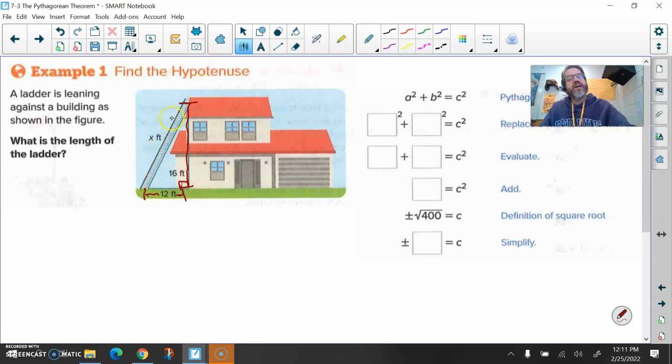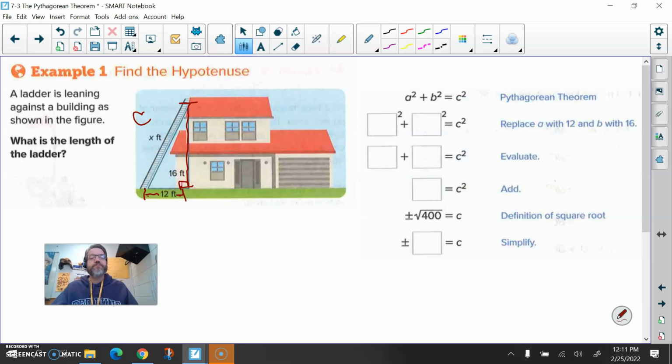The ladder represents the hypotenuse, which is side C, okay? They labeled it X feet. Maybe they should have just called it C feet because then that would fit a little bit better with the Pythagorean theorem. Let me get my picture out of the way here. So a squared plus b squared equals c squared. Always start by writing down the formula for the Pythagorean theorem. We know a and b, it's the legs, 12 and 16 feet. It does not matter which one we call a, which one we call b. I usually like to call the shorter one a and the longer leg measurement b. That's my preference, but it really doesn't matter because you're just going to add those squares together when you're done.